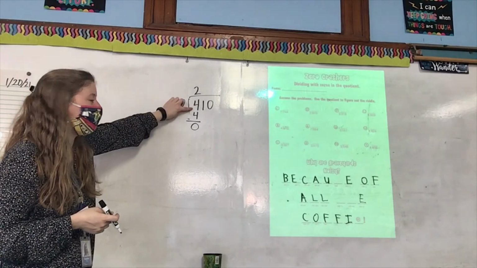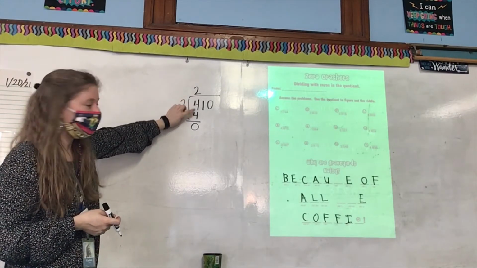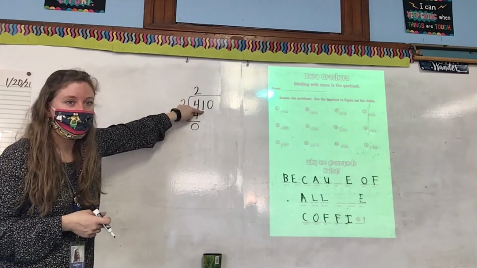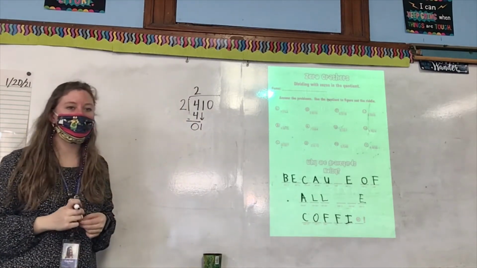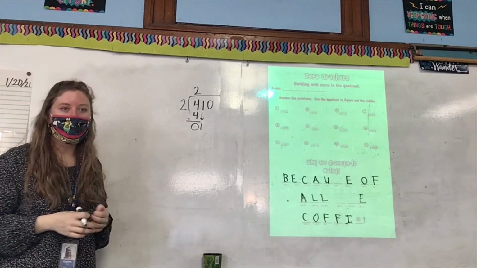We go to our dividend. Can we bring down this 4? No, it has a digit. Can we bring down this 1? Yes, it has nothing. We just created our new dividend, which is 1. What do we do next?